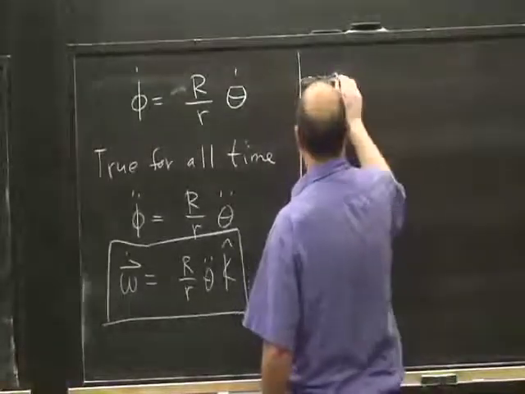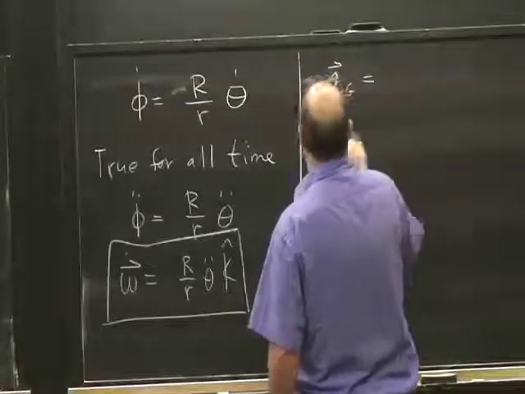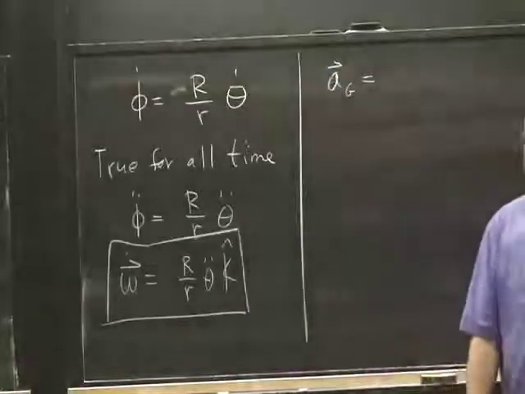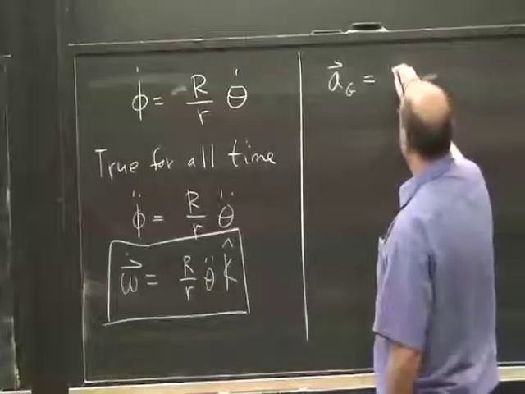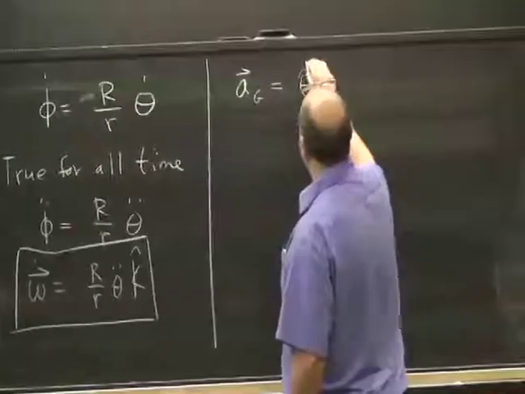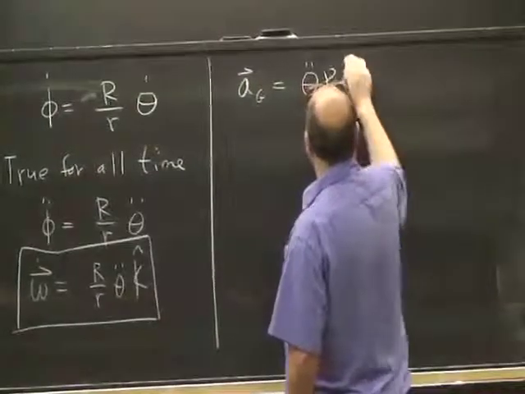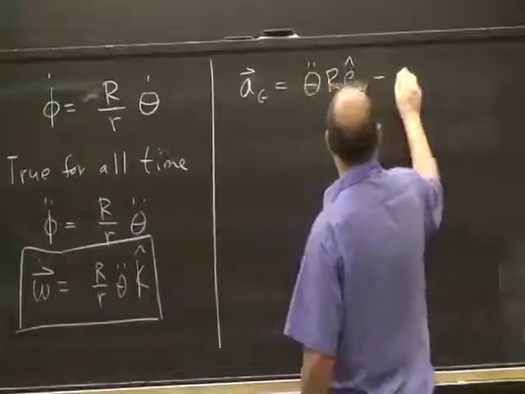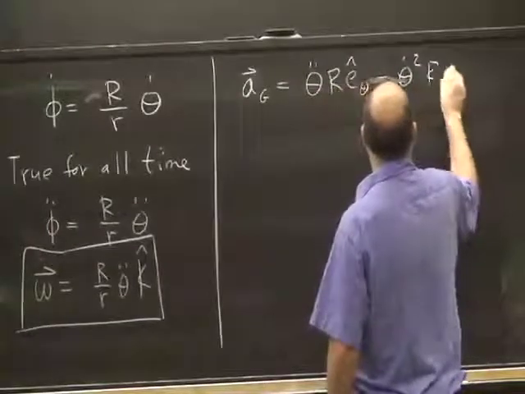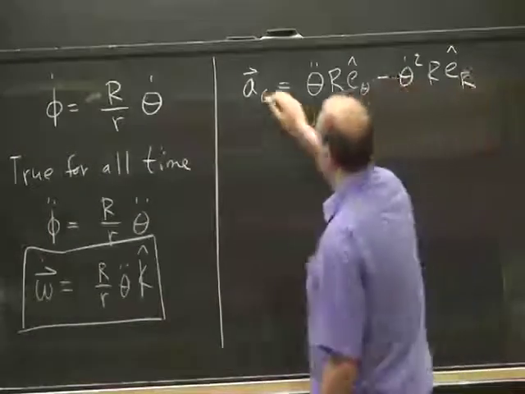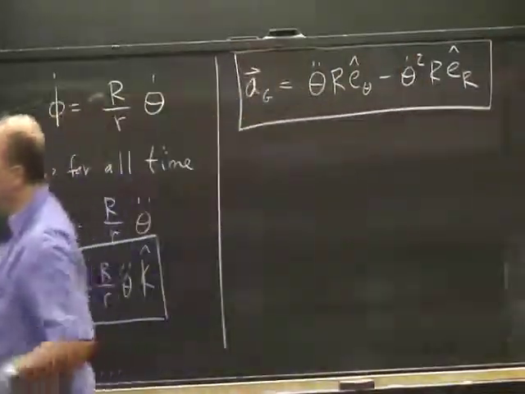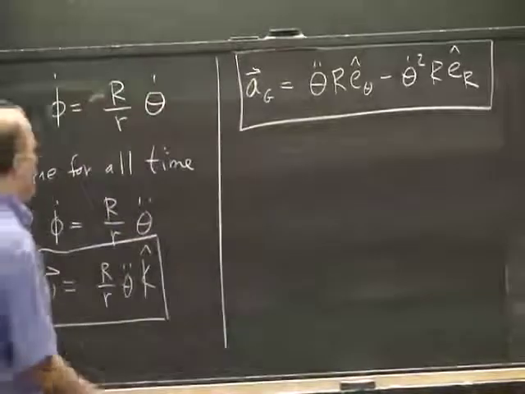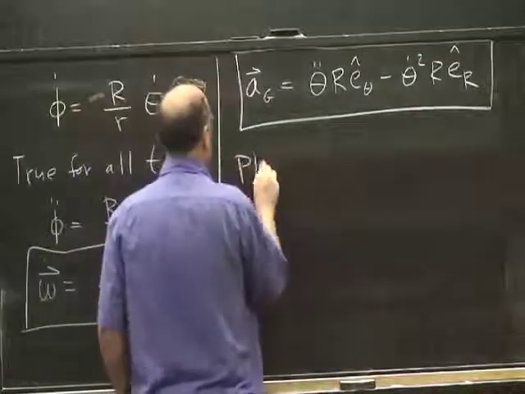That's easy enough. The acceleration of point G is just a point which is going on a circle. So even though it's a rigid object, the point G itself just follows the normal polar coordinate formulas. So the acceleration of point G is theta double dot times R times E theta minus theta dot squared times R times E sub R. And then we can use these to plug into linear momentum balance and angular momentum balance.